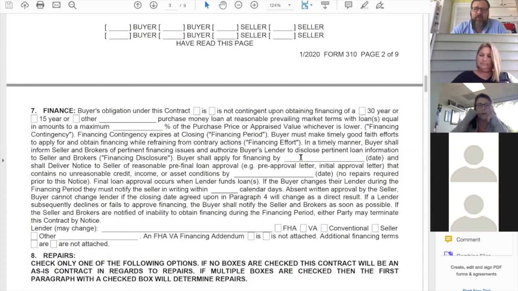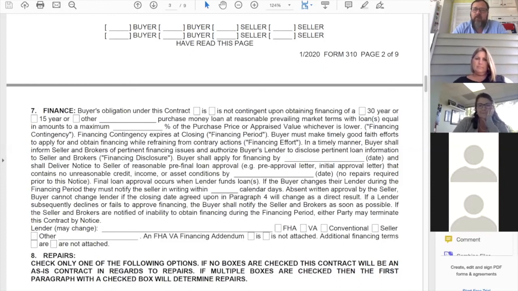So what's happened is people are thinking that they have to have final approval by this date here, when really this says no unreasonable credit, income, or asset conditions. So I could have just applied for the loan and not given them any information yet. They give me pre-loan approval, but they still haven't checked income verification or anything like that. Well, that's not an unreasonable credit, income, or asset condition, right? So technically final loan approval occurs when the lender funds the loan, which is at closing. So just be on top of it.